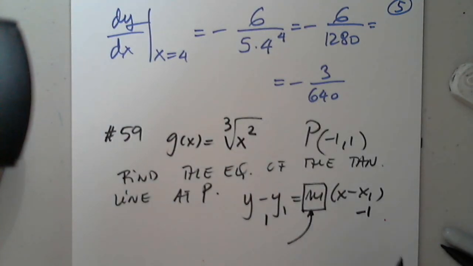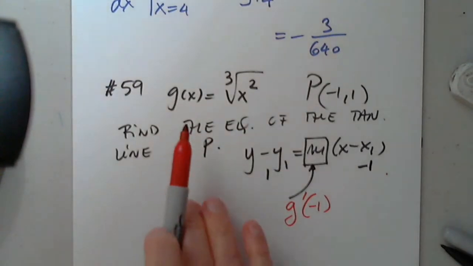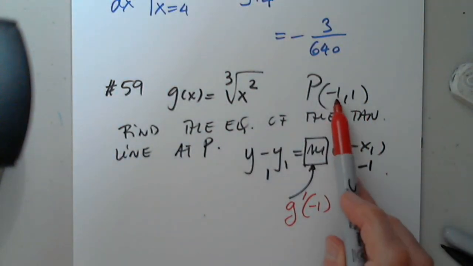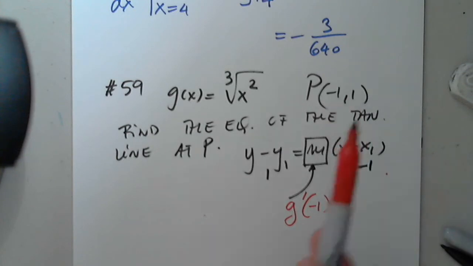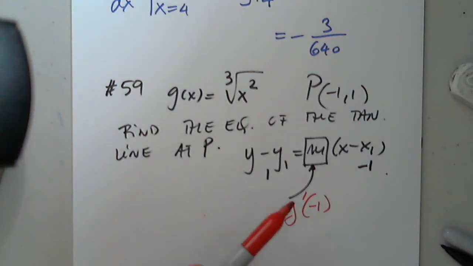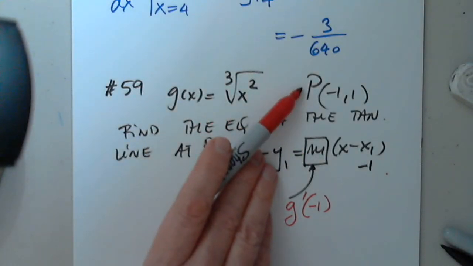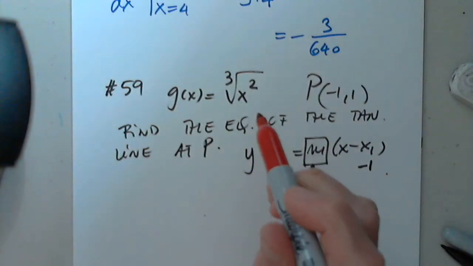Again, how do I determine it? Can anyone tell us? How do I determine the slope of the tangent line at P? y2 minus y1 over x2 minus x1? G prime of -1. The derivative evaluated at -1. So first we have to find the derivative, and then we plug in -1 to get the slope of the tangent line to the graph of this function at P. Now this is an ugly situation.